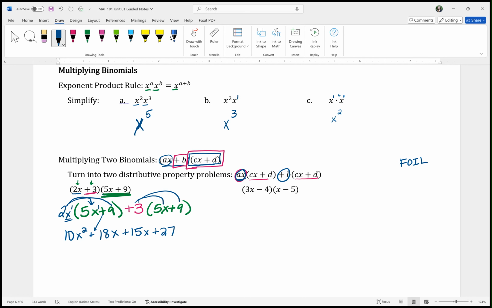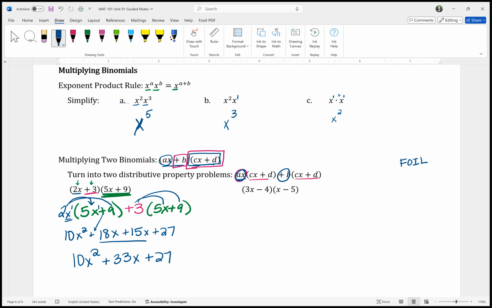So we're going to add these here in the middle. Notice, and again, remember, what are like terms? Like terms are terms that have the same variable raised to the same power. So if you have x squared, that is not the same as just x. But if you have two x's, you can put those together. So that means we're bringing down the 10x squared, and we're going to put together 18x plus 15x. So this is going to give me 33x, and then we'll bring down the 27.